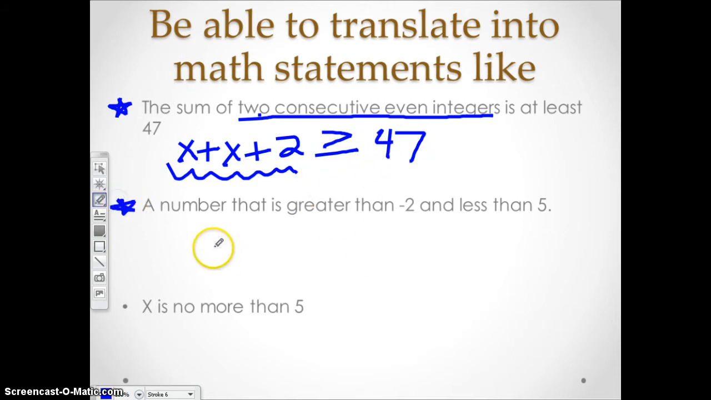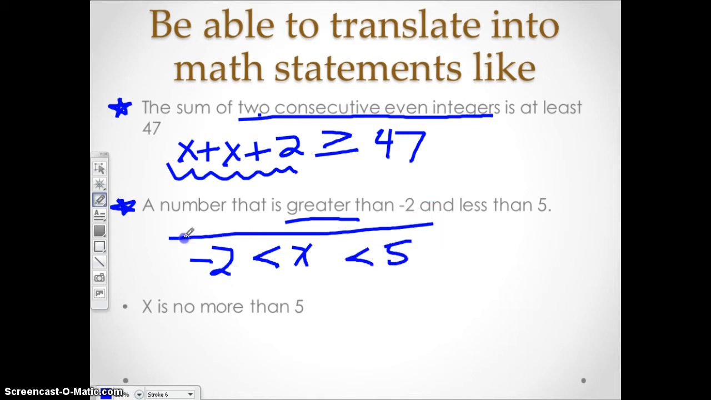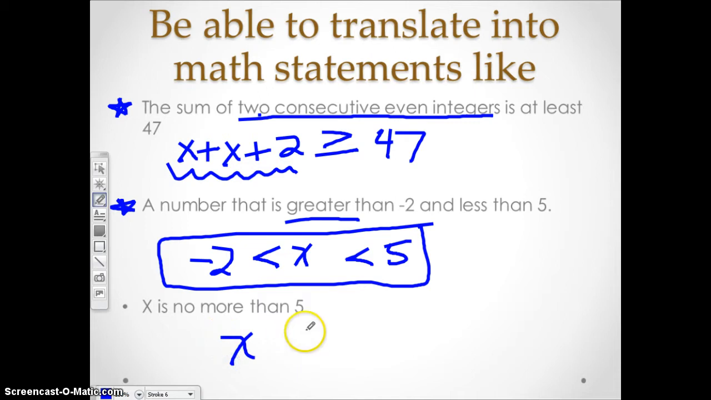Next one, a number that is greater than negative 2 and less than 5. So we got some number. We know that it is bigger than negative 2 and that it is less than 5. We made a combined inequality. The last one, x is no more than 5. X can be no bigger than 5. That means it could be equal to 5, but it could be 4, and it could be 3, and it could be negative 15.